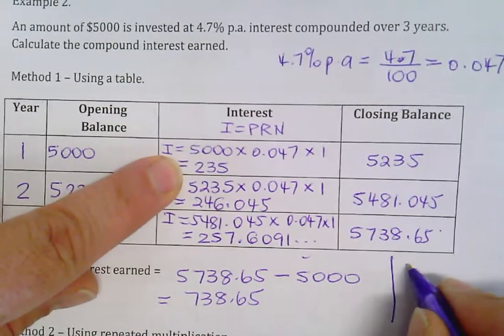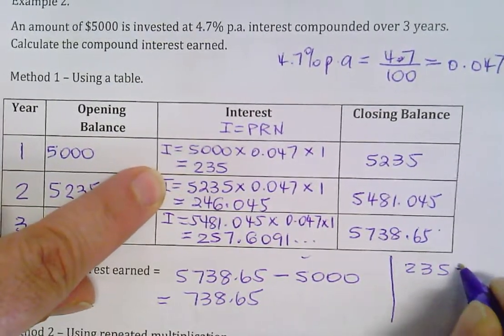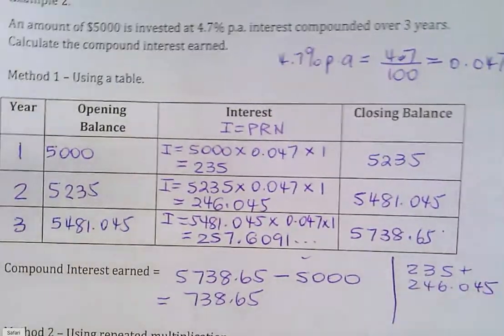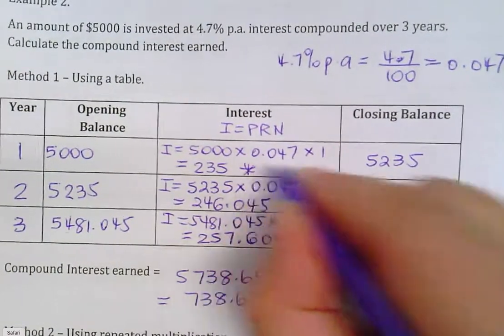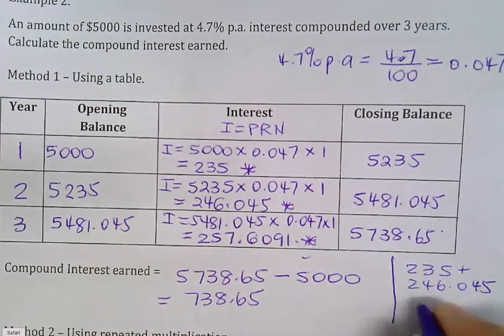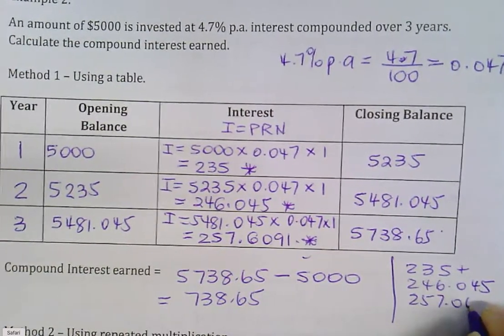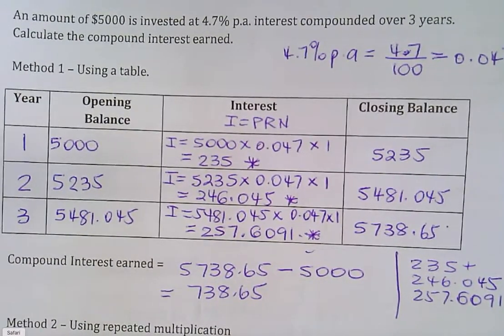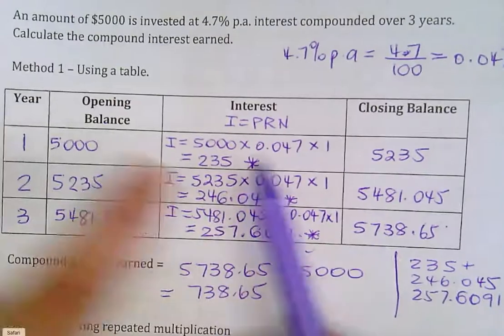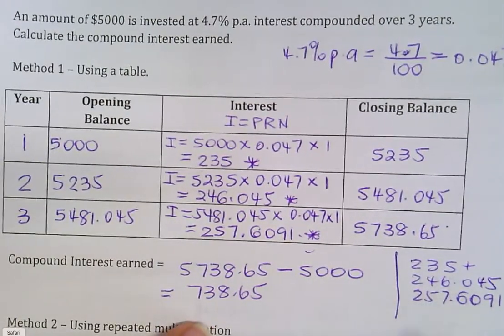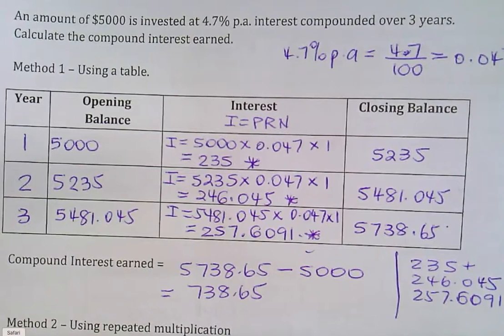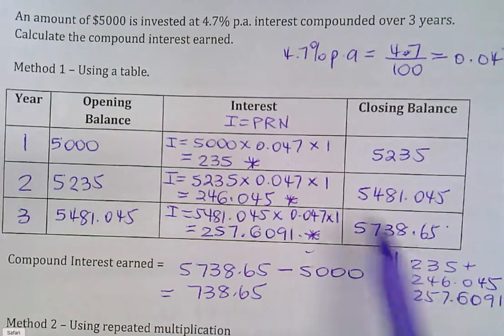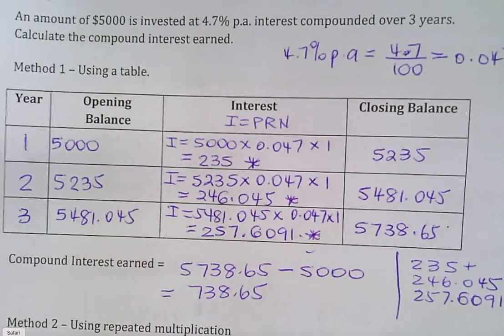How else could I work out the compound interest earned? Couldn't I just add up these 3 amounts? It's 235 plus 246 and so on. The other way you could work out the compound interest earned is to add these 3 interest amounts. So you could either do the final amount minus your opening balance, or add up the 3 interest amounts. Interest plus interest plus interest, that's how much interest was earned, or it's the closing balance minus the original balance. Okay?